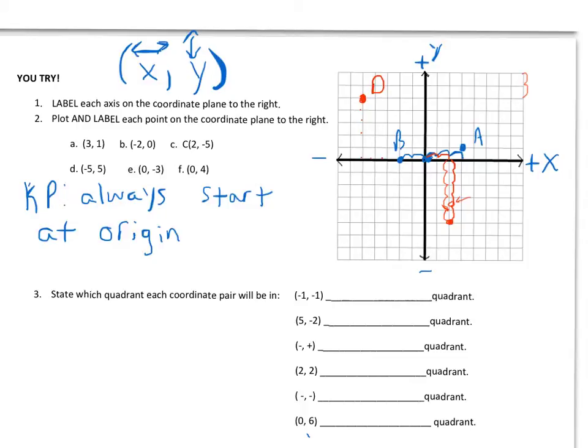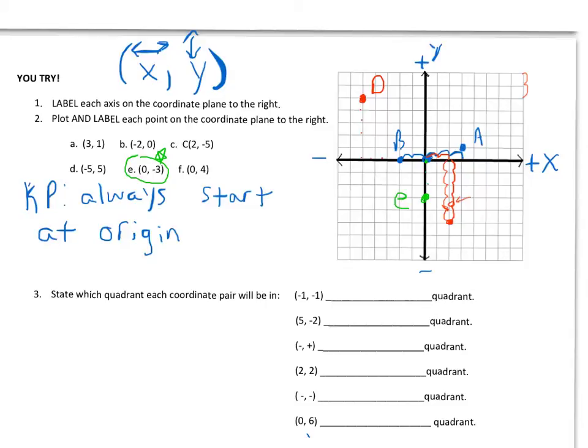Okay. E. This one right here, I want you to mark it because this is the most missed problem out of all of them when you start with a 0. So my x is 0. Remember, my x tells me to move left or right. If it's 0, I'm not moving left and I'm not moving right. So my first move is I stay right at the origin. And then my y is -3, so I've got to go down 3. So 1, 2, 3. Okay, so there's my point E.